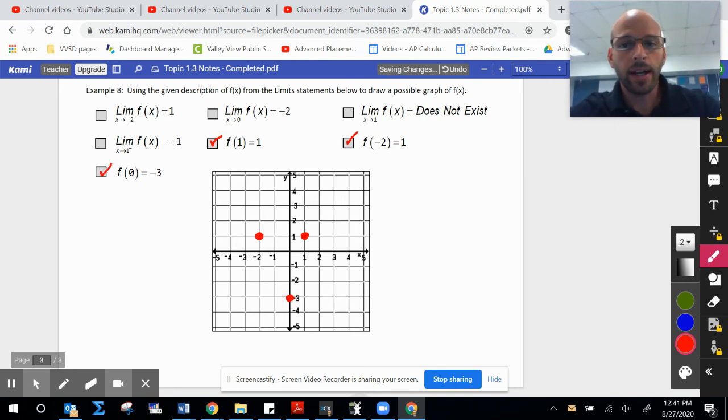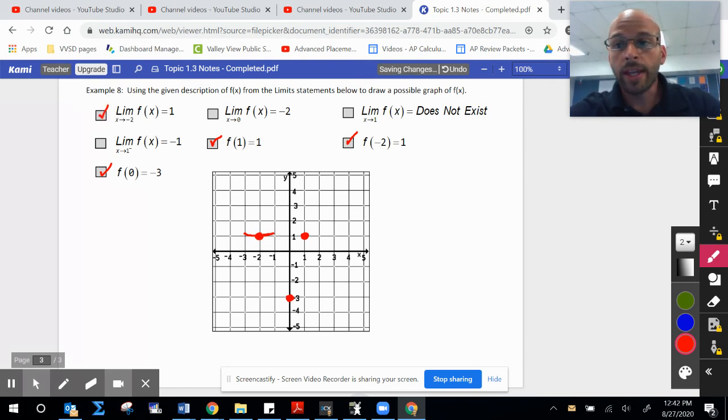All right, now I want to piece together some stuff. So as x approaches -2, this is a 2-sided limit. From the left and from the right, I'm going to put tails on it. I know I need to approach that point from the left and the right to a y value of 1.